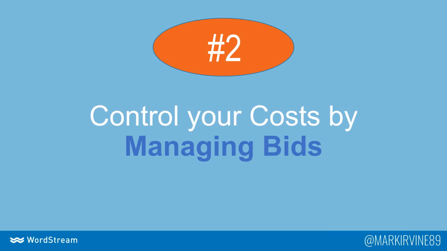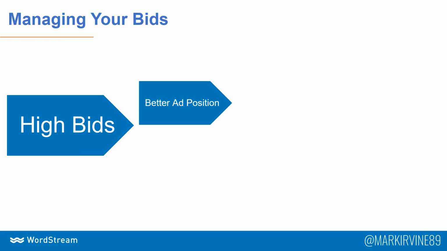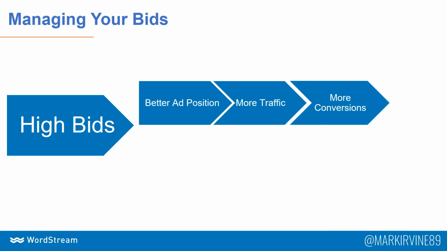But as we get more traffic, we want to make sure we're controlling our costs. And we're going to do that by managing our bids. And so we run into this issue where at Google, at any point in time, I can go in and adjust my bid. And I can either increase my bids, which would mean that I would be in a better ad position. I'd be closer to the top of the page. I'd get more traffic. I'd likely get more conversions with that traffic.